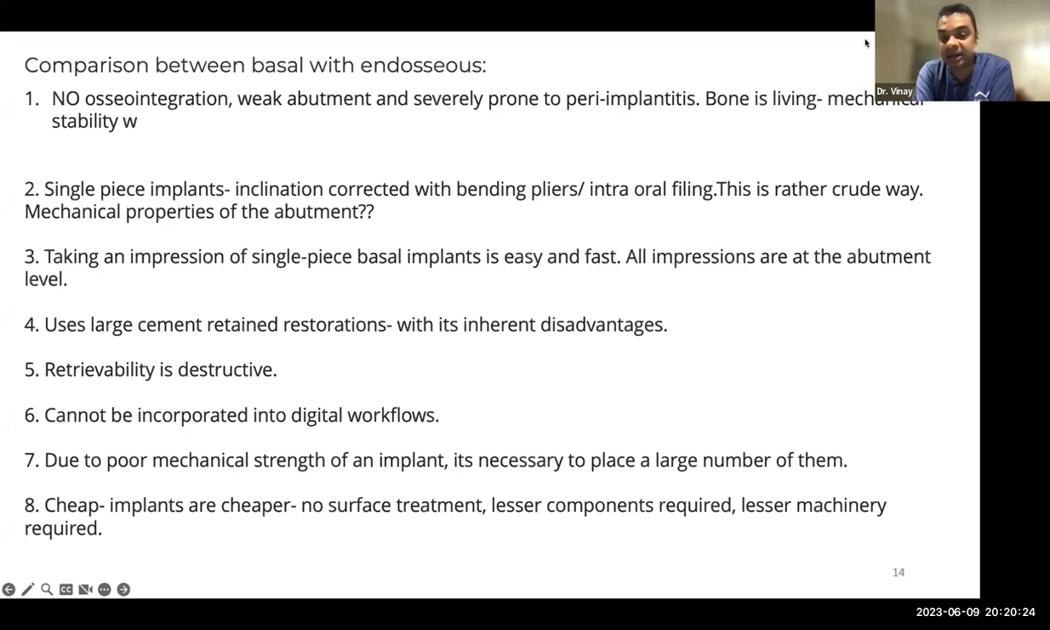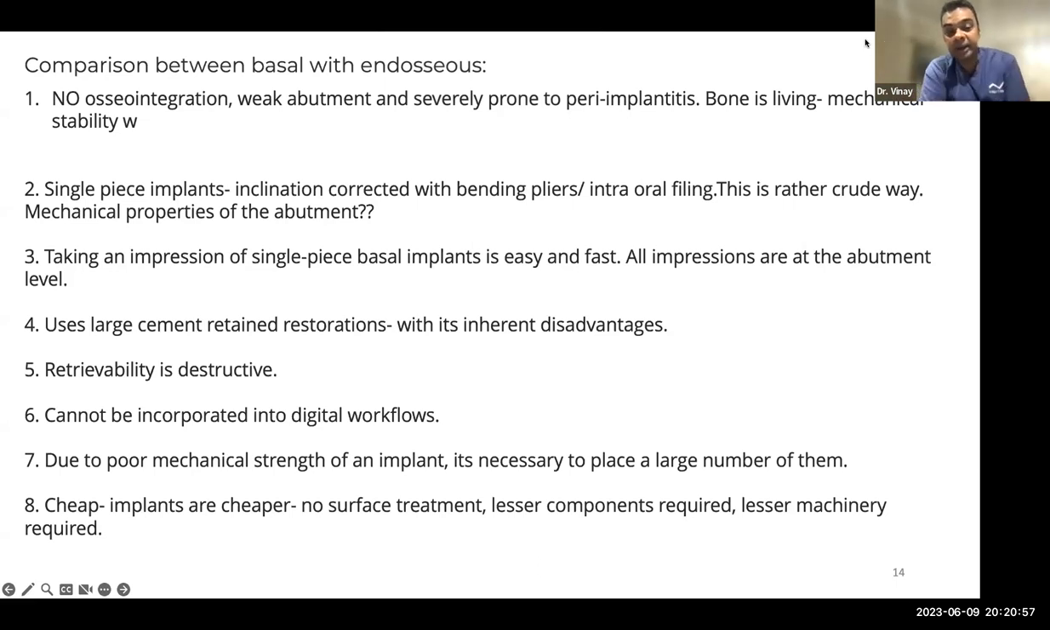Retrievability is destructive. I have had patients come back to me with basal implants, with one or two with pus coming out and large bone destruction, but trying to retrieve that whole prosthesis is a nightmare. It's cutting down a lot. It's a lot of heat that is generated. It's a messy affair. It's a painful affair. And trying to remove some of those implants inside is completely destructive. I've read case reports of real big resection defects resulting from this.